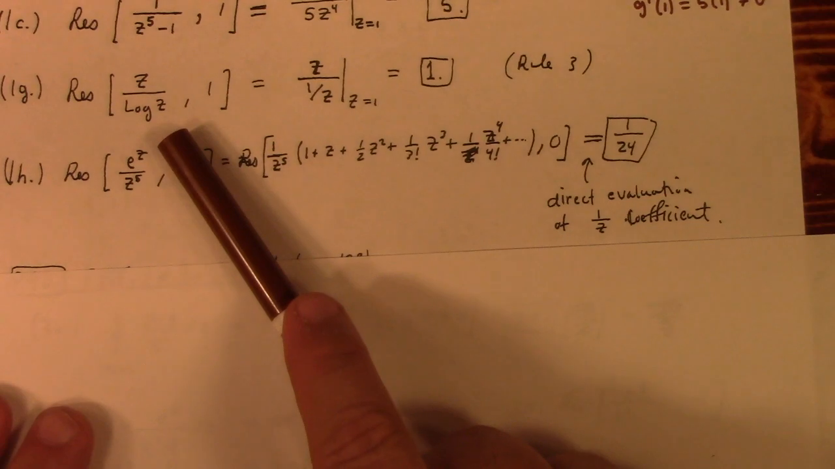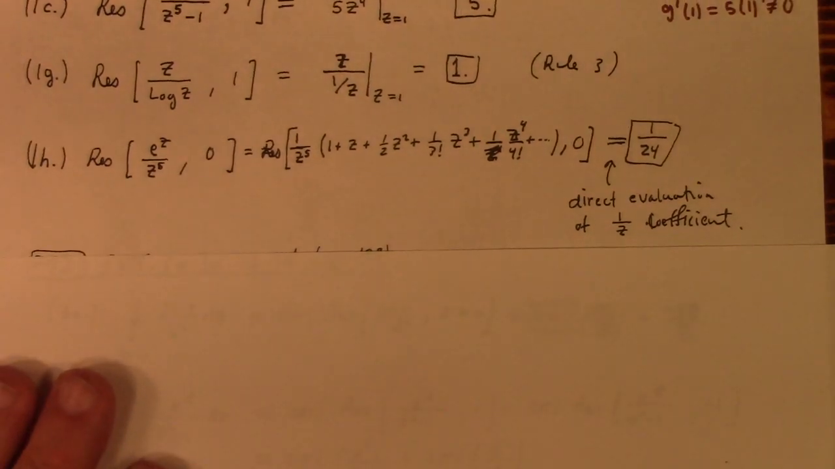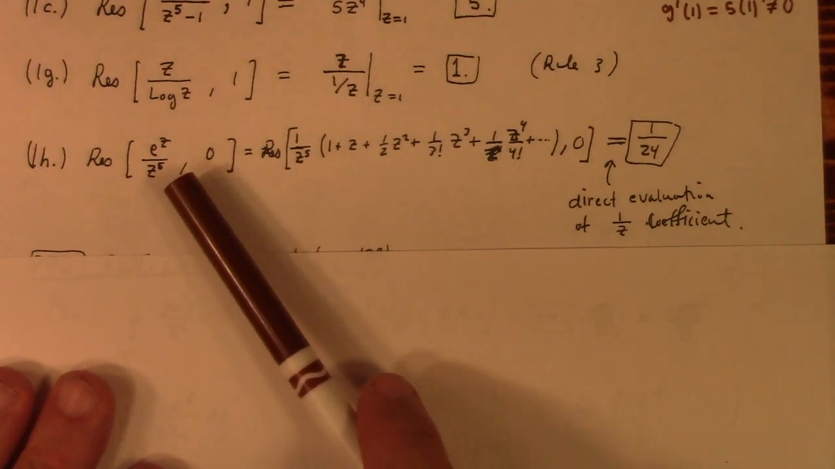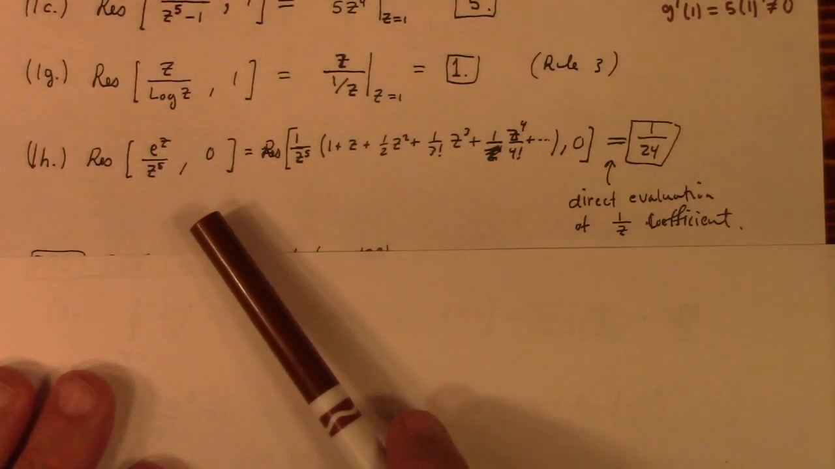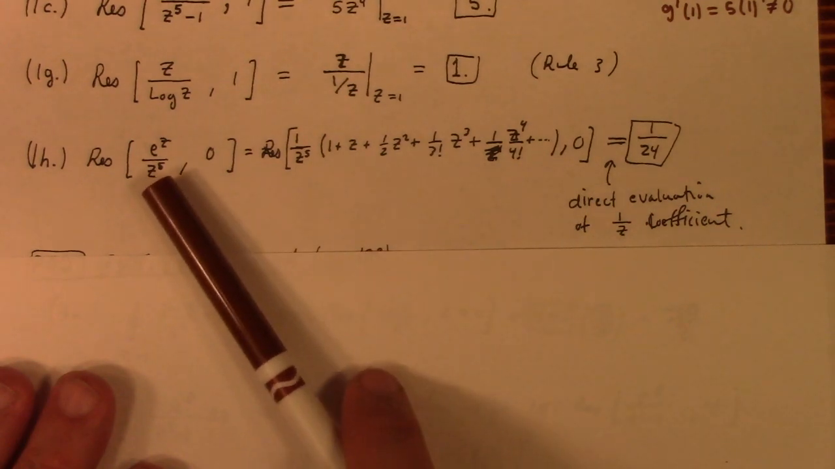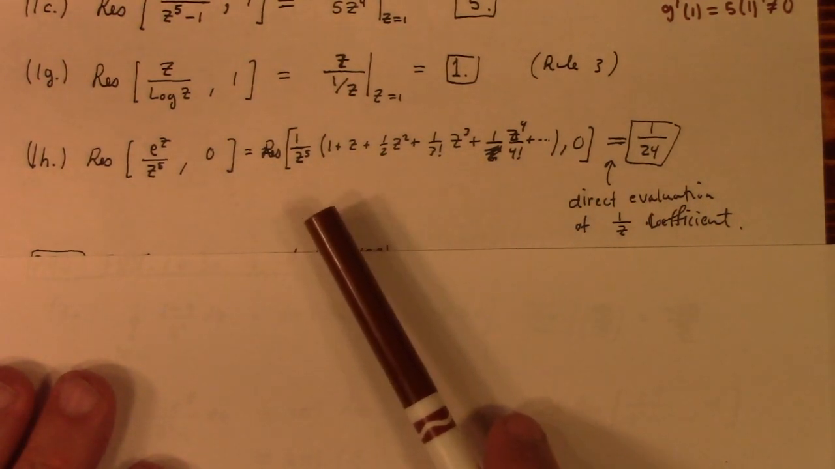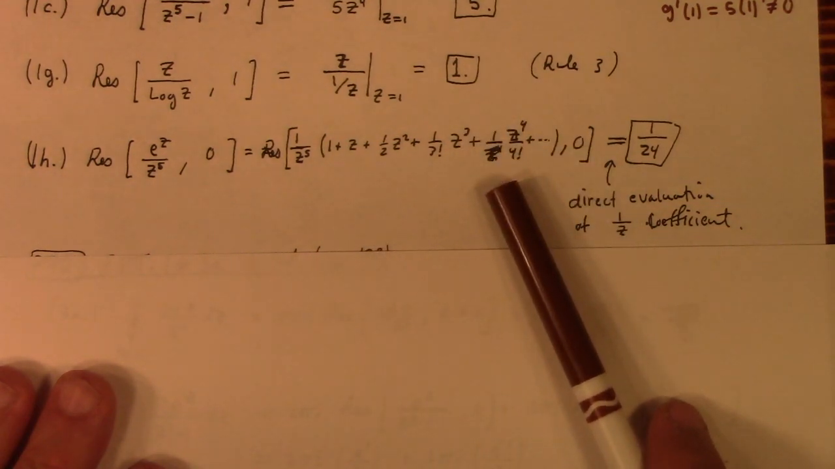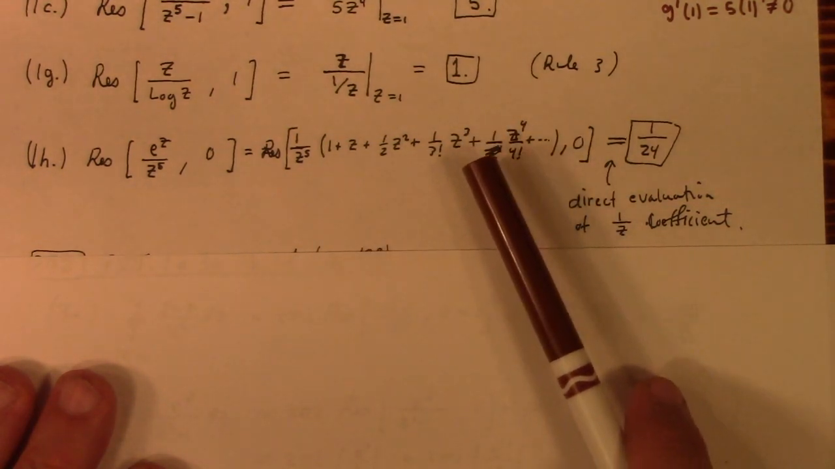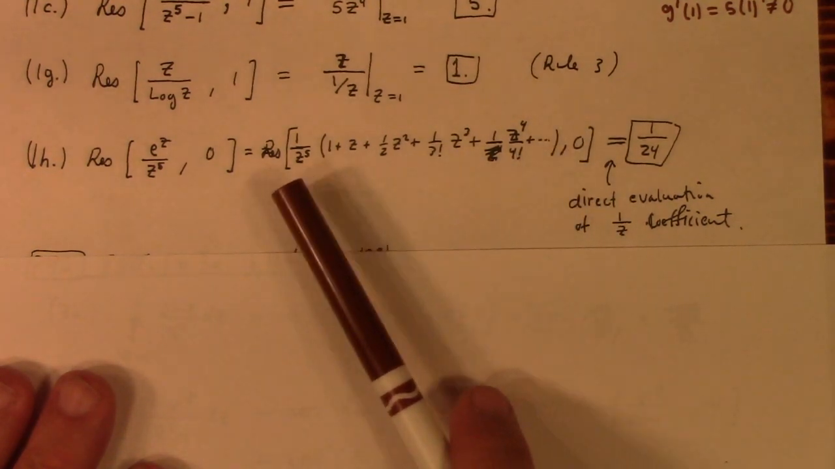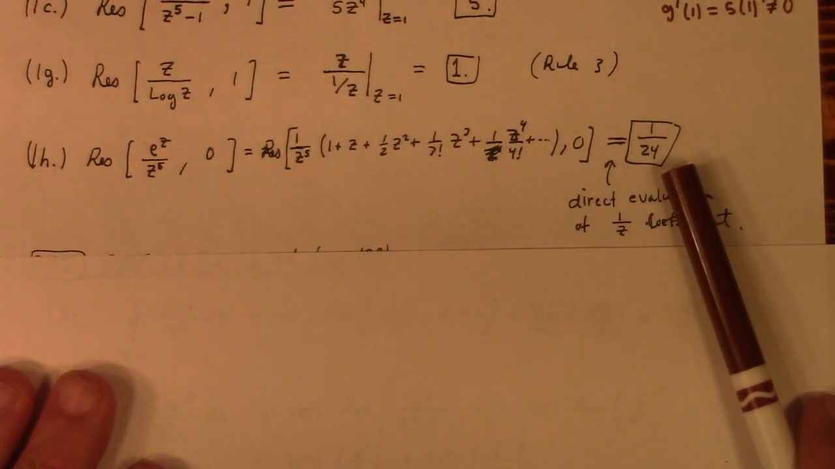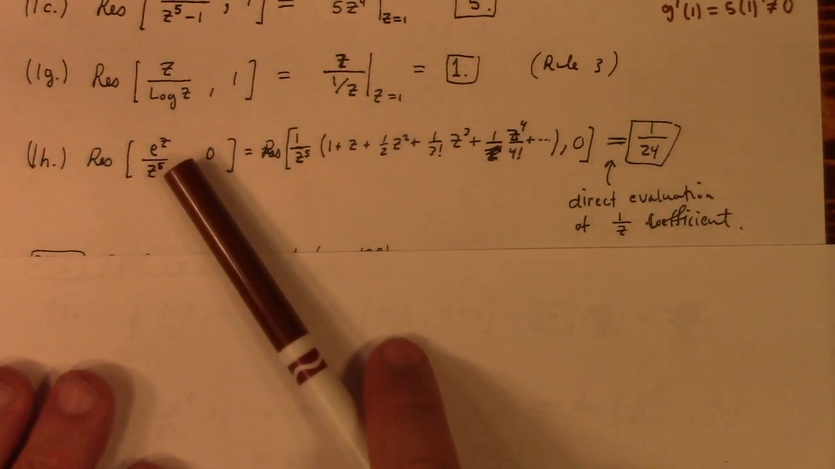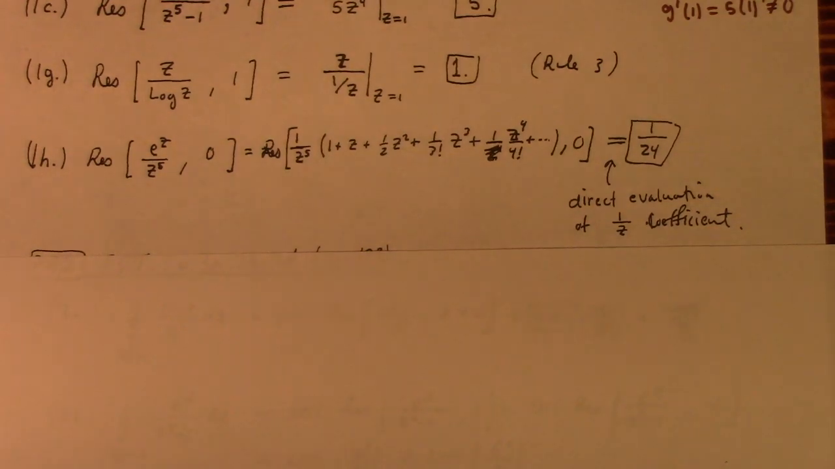Residue of e to the z over z to the fifth. I think I just did this by direct calculation. I didn't use the rules, I just used the direct Maclaurin series, like e to the z is that. If you look at it, the 1 over z term comes from this, so the coefficient of the 1 over z, by multiplication of series, is just 1 over 4 factorial. But of course, now that we have the mth rule, we could do it that way.